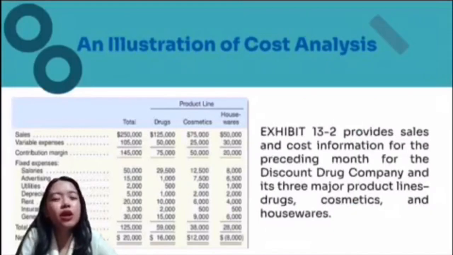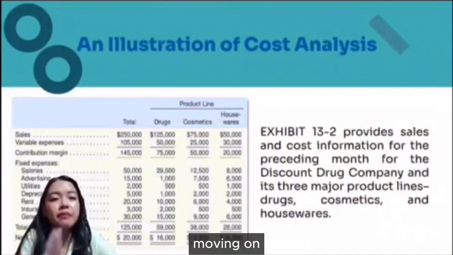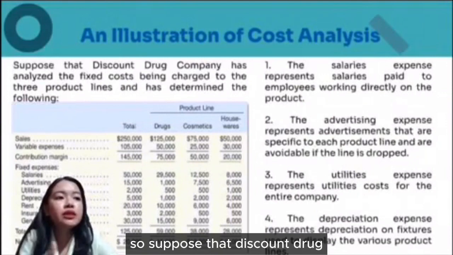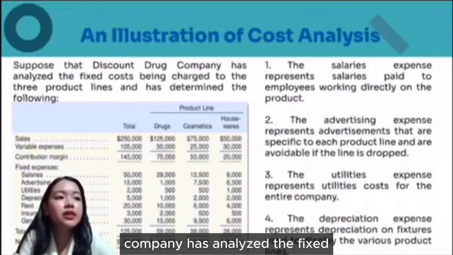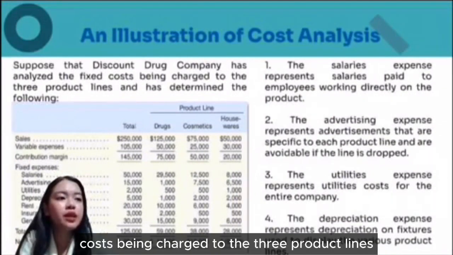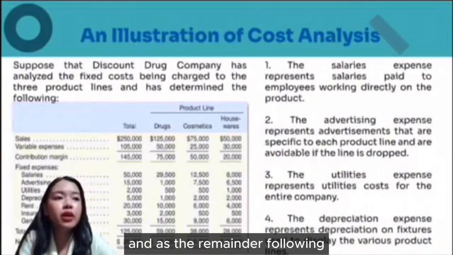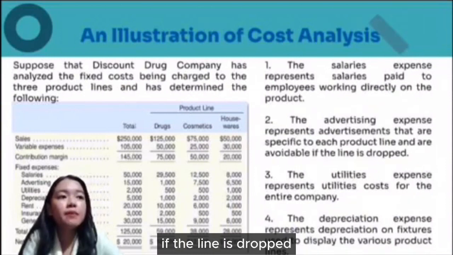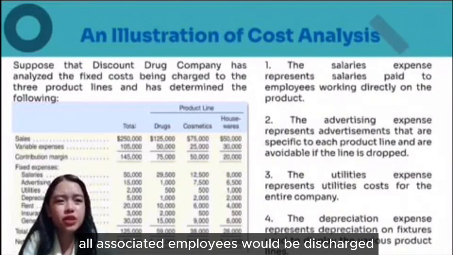Moving on, in Exhibit 13-2, we see the sales and cost information for the preceding month of the discount drug company. We see the three major product lines: drugs, cosmetics, and housewares. Suppose that the discount drug company has analyzed the fixed costs being charged to the three product lines and has determined the following. The salaries expense represents salaries directly tied to the product line. If the line is dropped, all associated employees would be discharged.